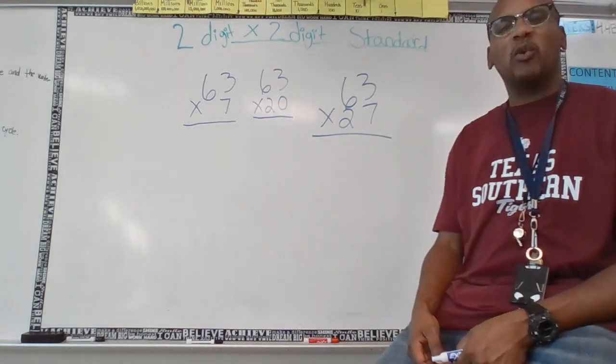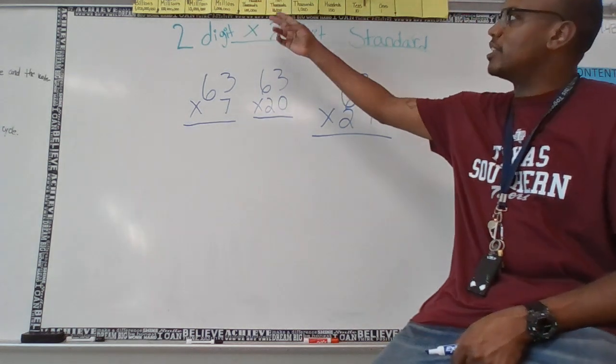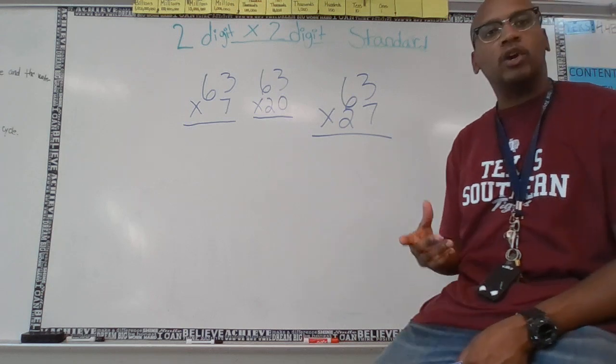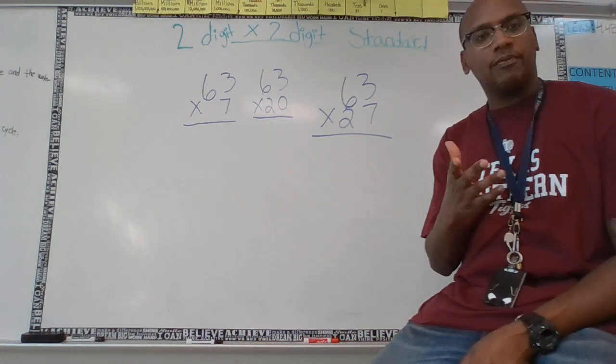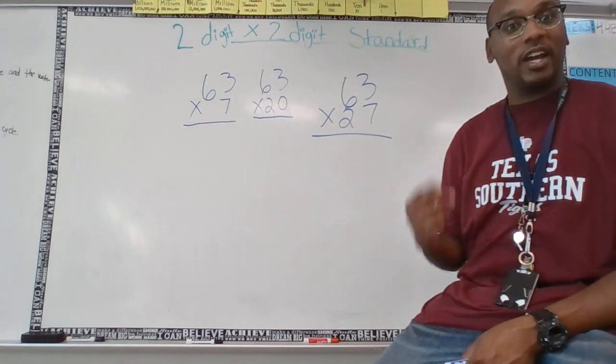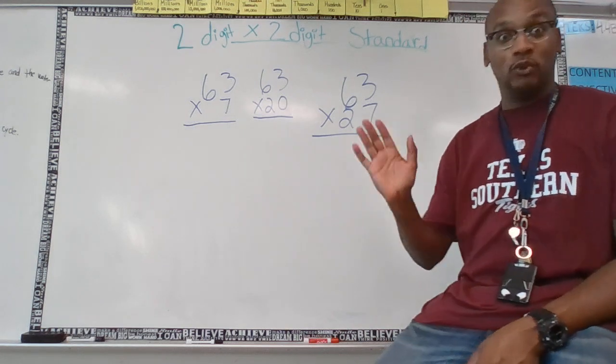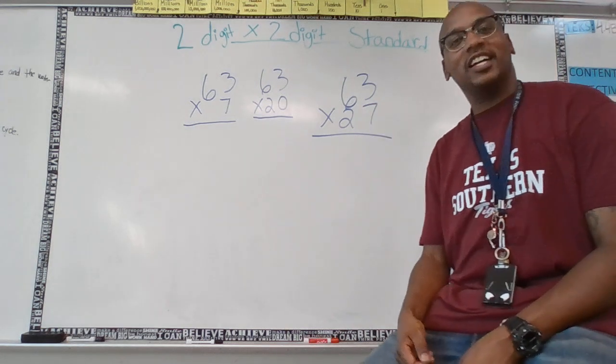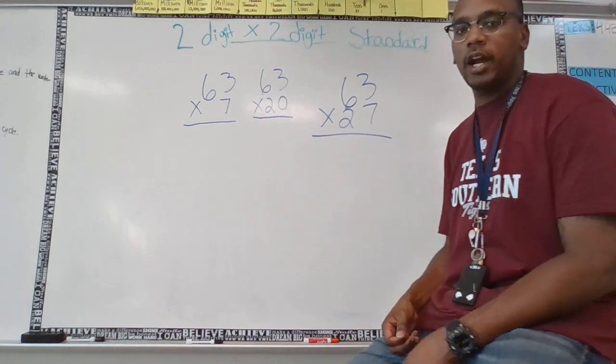All right, I'm back with another lesson on two-digit times two-digit multiplication. We're going to use standard form this time. Standard form is the form that me and your parents grew up on, right? The old school way, like they would say. Not none of this new math like the parents say. This is the old school way, the standard way.